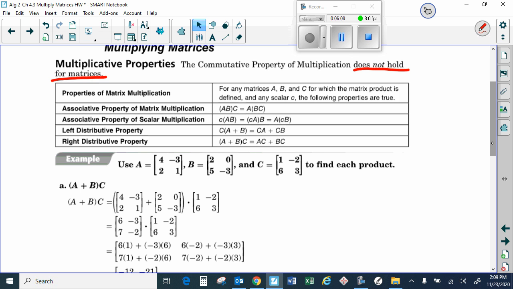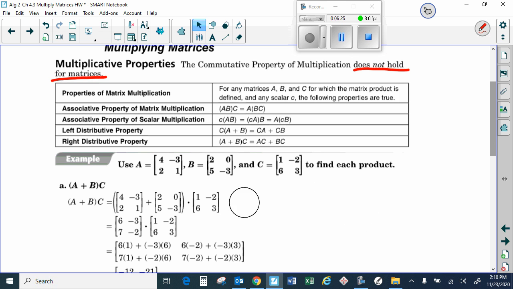Matrix A times B does not equal. So that's saying matrix A times matrix B does not equal matrix B times matrix A. That's the commutative property. That is not true for multiplication of matrices.